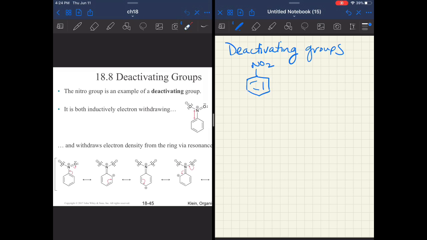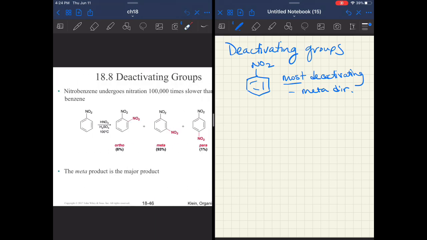Now, things about most deactivating groups: they are meta directors. Most. Of course, I'm going to give you an exception in a minute, so write the word most. It prefers that meta position. 93% meta, very little para, very little ortho. Why? Why does this occur?